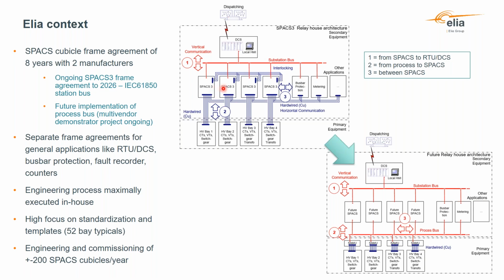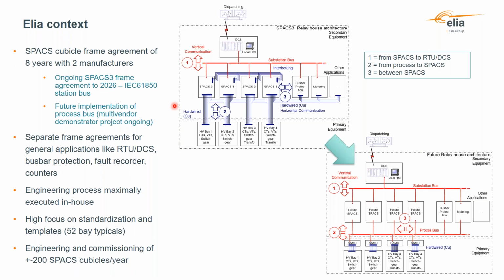Communication between protection and control cubicles per bay is still done in copper wiring, as well as the wiring between the protection and control cubicles and the field outside. What we are moving to in the future will be a full implementation of a digital substation, including substation bus and process bus. So let's start by saying that we use frame agreements for protection and control cubicles.